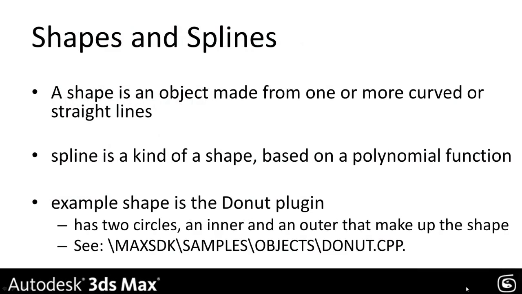So first of all, a shape is an object made from one or more curved or straight lines. A spline is a kind of shape based on the polynomial function. And a really good example to start with is to take a look at the Donut plugin. This is in the samples within the objects subdirectory, and it's donut.cpp. It's basically made up of two circles, an inner and an outer circle, that make up the full shape.